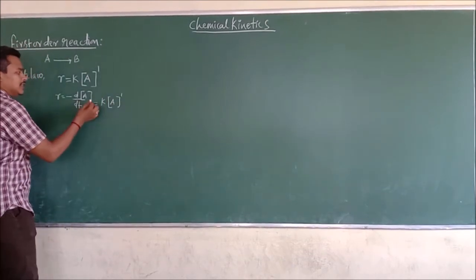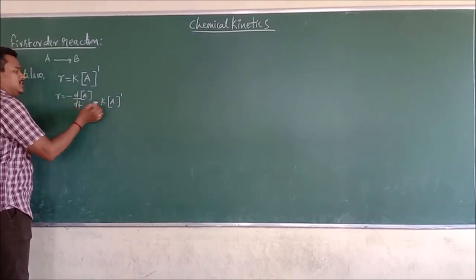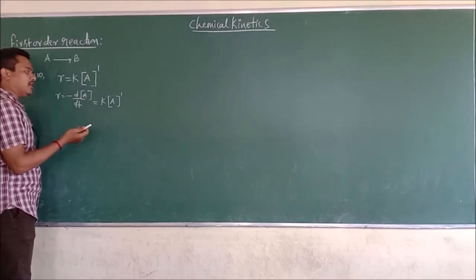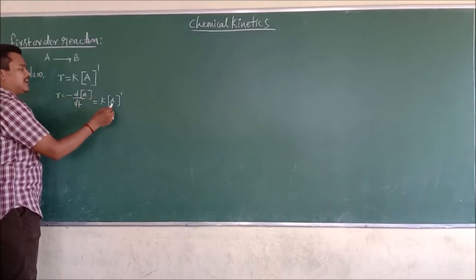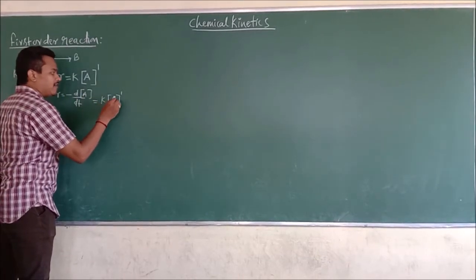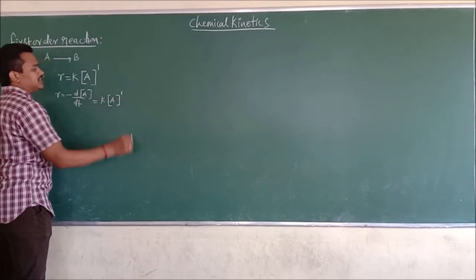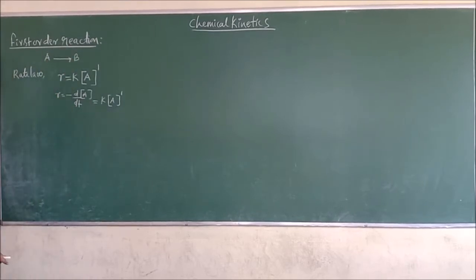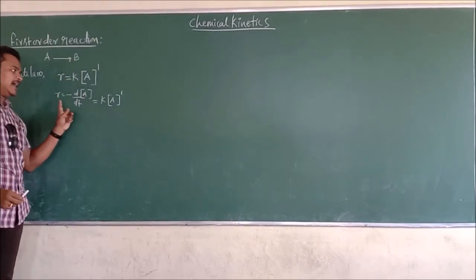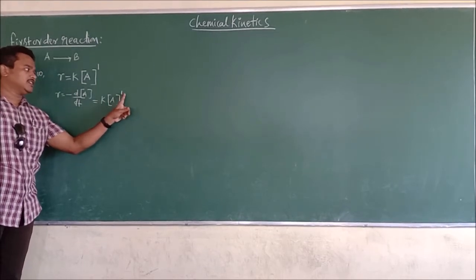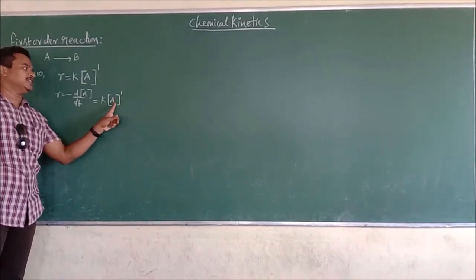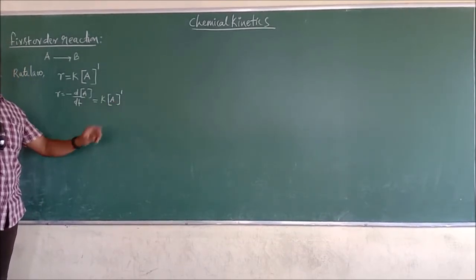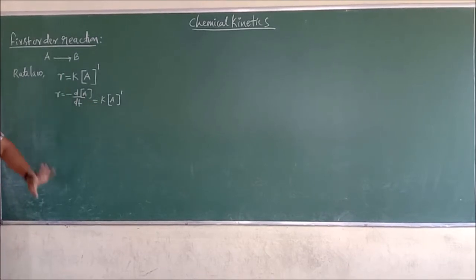that is equal to K [A] power 1. This part is equal to this part. Previously, without this proportionality constant, what can we say? Rate is directly proportional to the first power of the concentration term of the reactant. What is the definition of a first order reaction? Rate is directly proportional to the first power of the concentration term of the reactant. This is called the first order rate law.